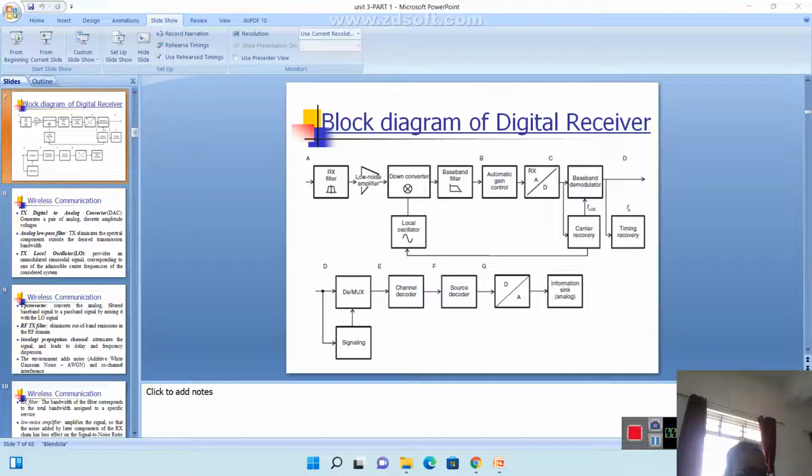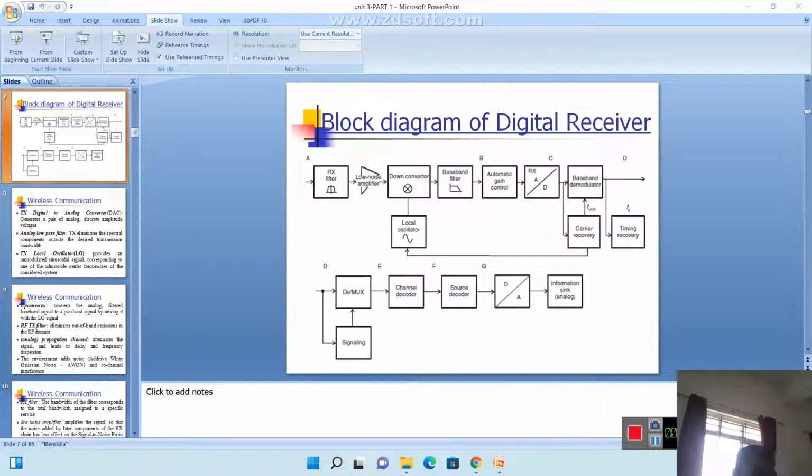Every unit contains objectives and outcomes. So what are the Unit 3 objectives? To understand the concept behind the various digital signaling schemes for fading channels and analyze their performance. What is the outcome of the third unit? Learn the design of various signaling schemes for fading channels is the outcome of our third unit.